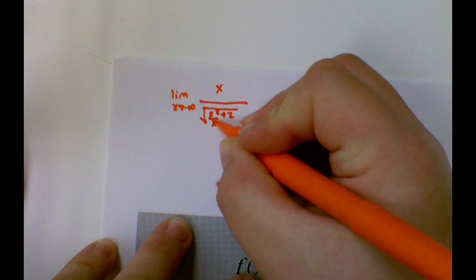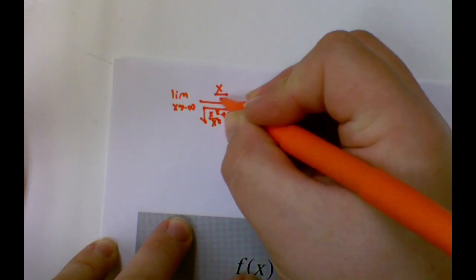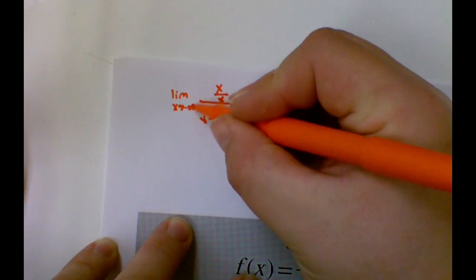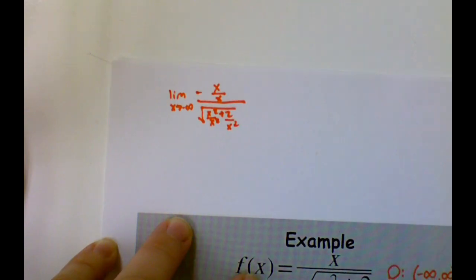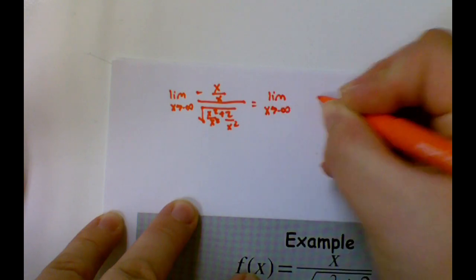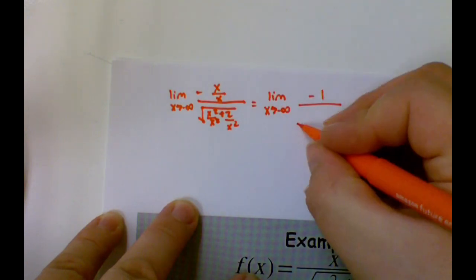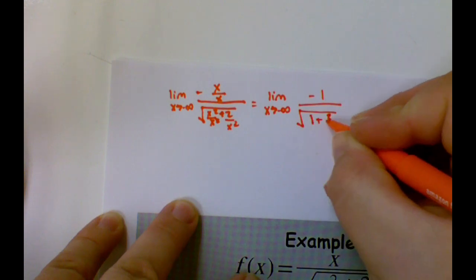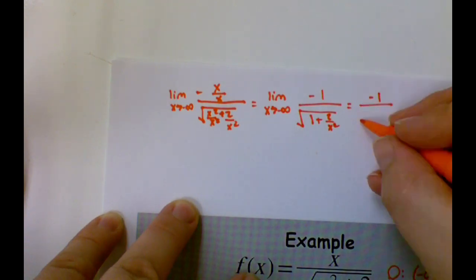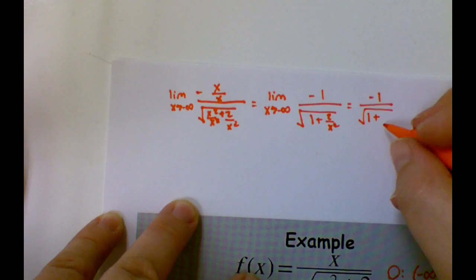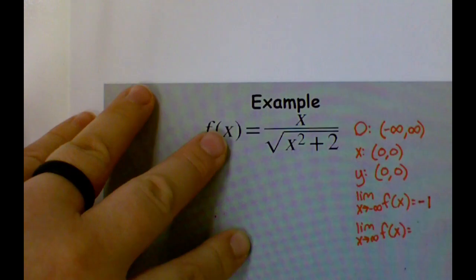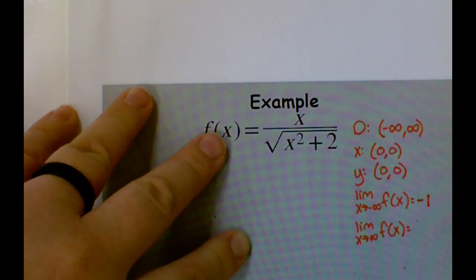So I'm going to divide by the square root of x squared, which is really dividing by an x. But the square root of x squared is always going to be positive, and since I'm approaching negative infinity, I have to add a negative into my answer. So this would become the limit as x approaches negative infinity of negative 1 over the square root of 1 plus 2 over x squared, which would become negative 1 over the square root of 1 plus, well, 2 over x squared becomes 0. So really we get negative 1. So the limit as x approaches negative infinity of f of x is negative 1.